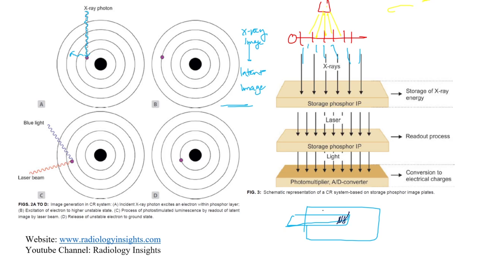When the laser beam is applied to the cassette, the laser beam hits the excited electron. Due to the laser beam, this excited electron comes back to its original position and releases blue light. This blue light is released from the phosphor. Once the blue light is released, there is something called a photomultiplier or AD converter. This converts the blue light into electric charges, which is seen visually as an image. So this is how computer radiography works.